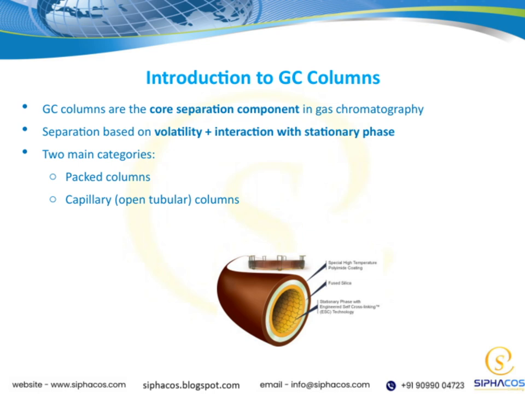Now, when we talk about the main categories of GC columns, there are two. First, we have packed columns, which are filled with a solid or liquid stationary phase packed into a tube. Then, there are capillary columns, also known as open tubular columns, which are much narrower and have the stationary phase coated directly onto the inner wall of a very thin tube. Understanding these differences is key, because each type has its own advantages depending on the application. This foundation helps us appreciate how we can optimize separation and improve analytical results in gas chromatography.